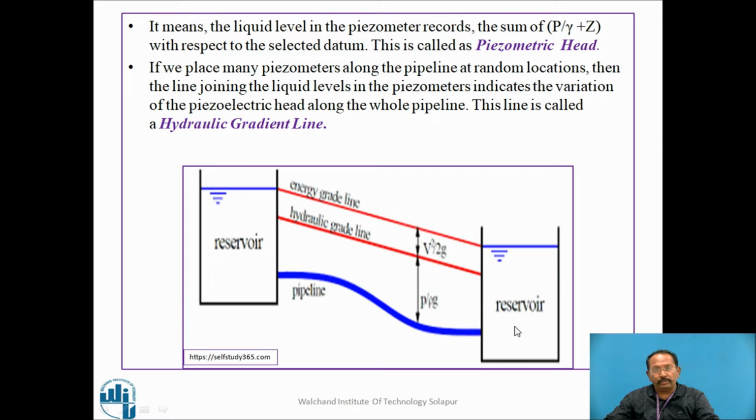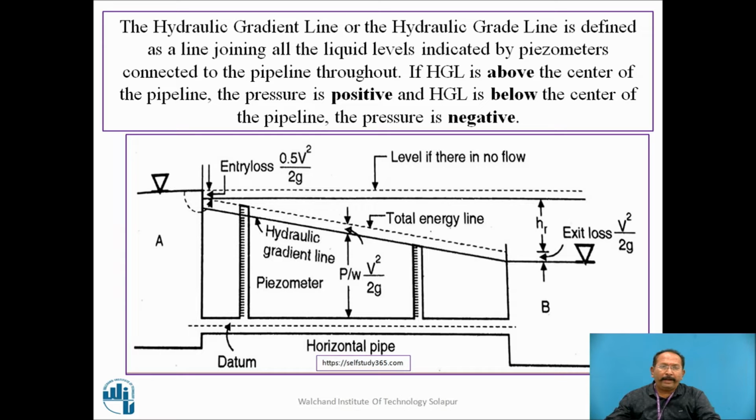Two reservoirs are joined. The same thing is written. If we place many piezometers along the pipeline at random locations, then the line joining the liquid levels in the piezometers indicates the variation of the piezometric heads along the whole pipeline. This line is called a hydraulic gradient line. The hydraulic gradient line, or hydraulic grade line, in a simple way we can define as the line joining all the liquid levels indicated by the piezometers connected to the pipeline throughout. Now this is the most important figure.